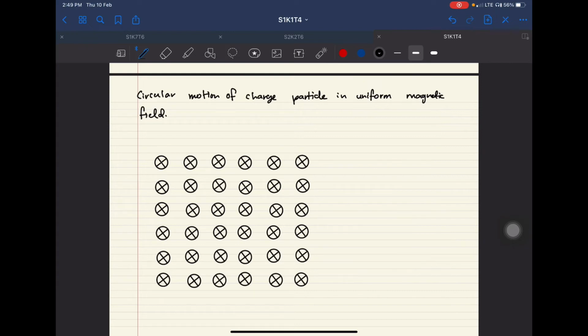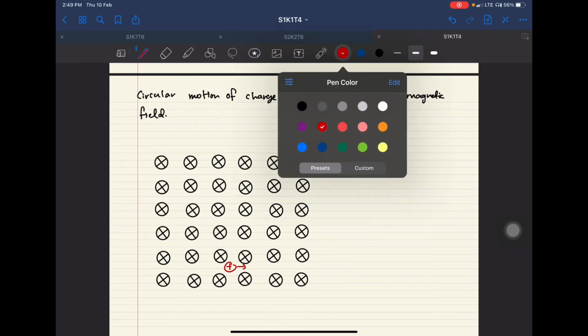Okay, so if you have a uniform magnetic field, and then you have a charge that is coming towards the magnetic field itself, once it goes into the magnetic field region, it will start to experience a force. And let's say at this particular position, I changed this one to a positive particle. So if a positive particle is at that position, the V is going to the left.